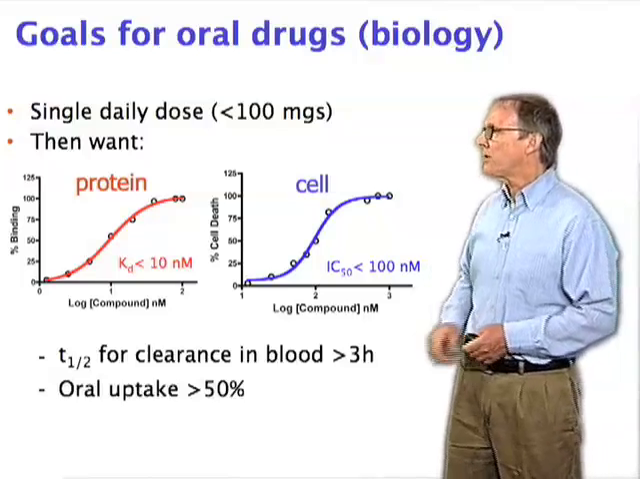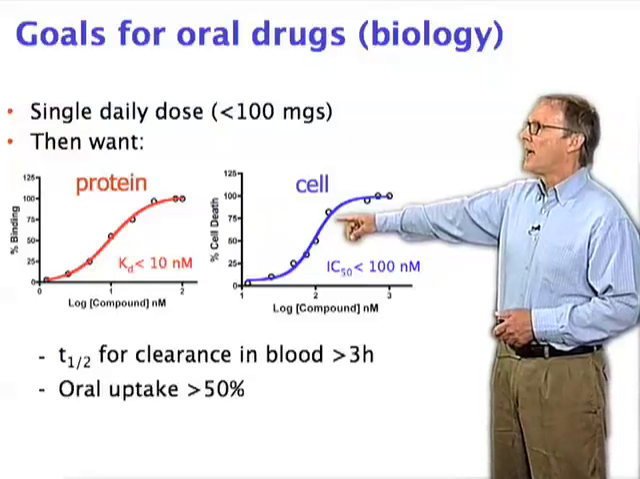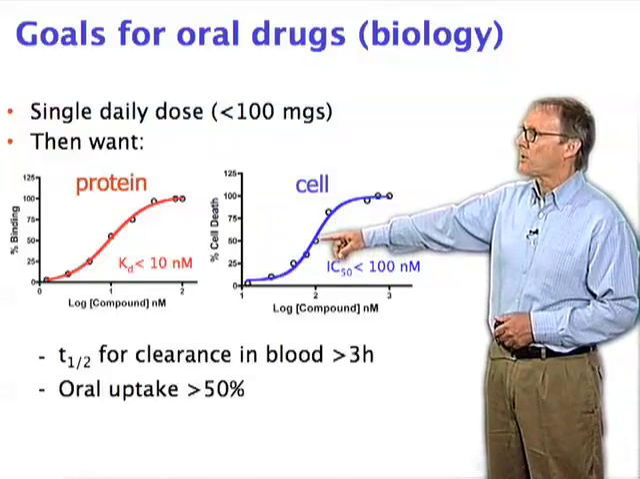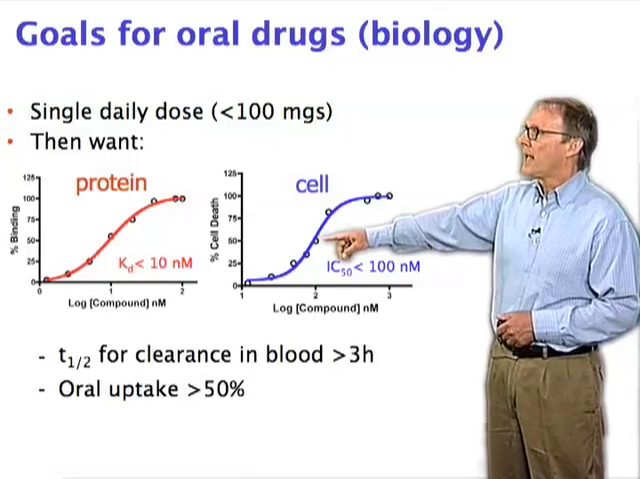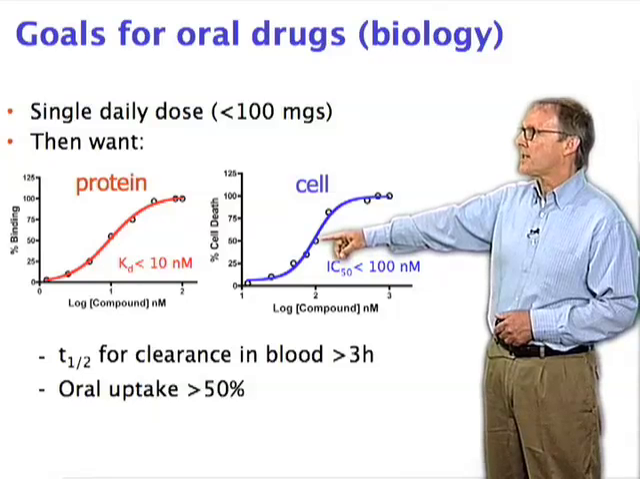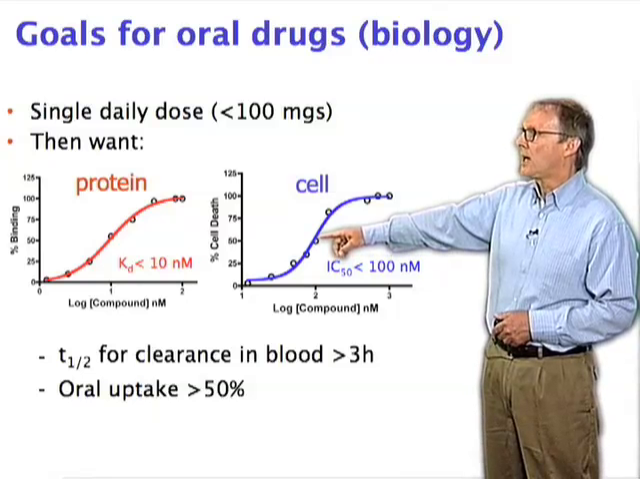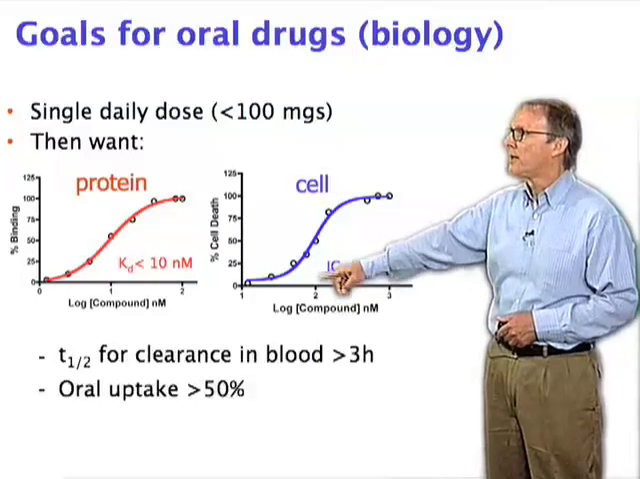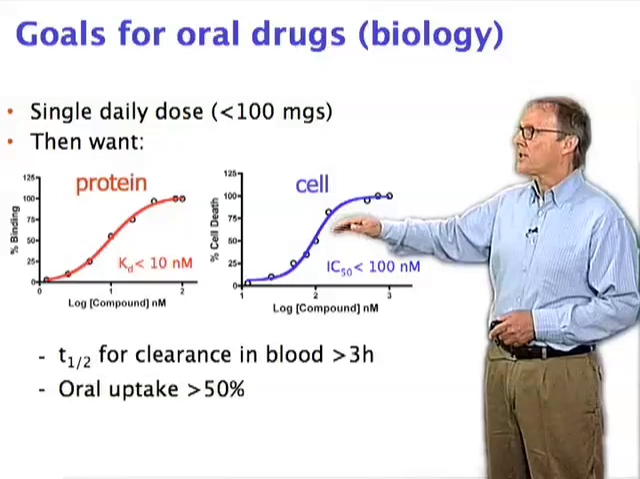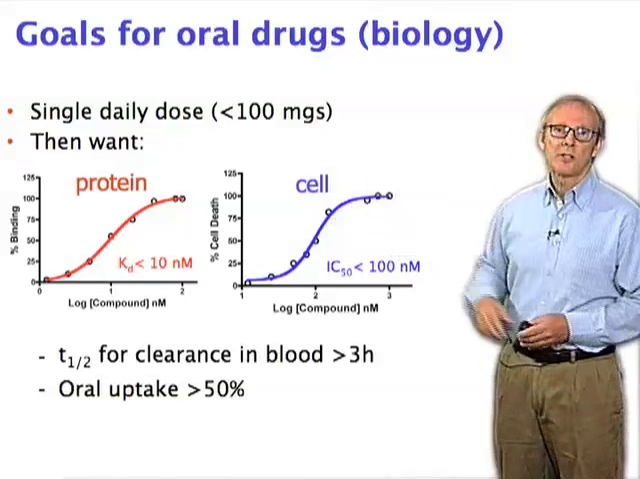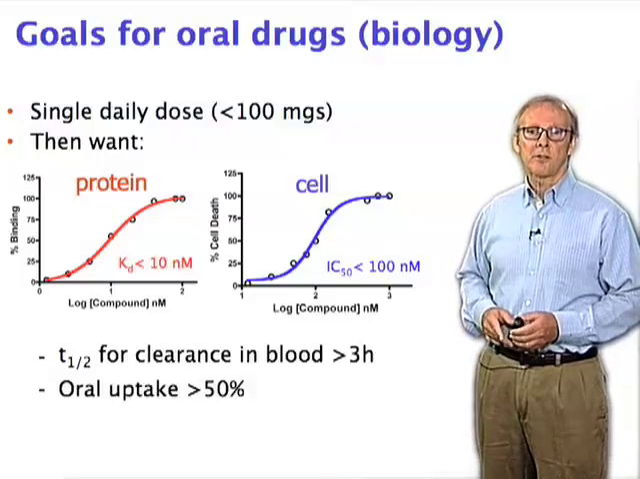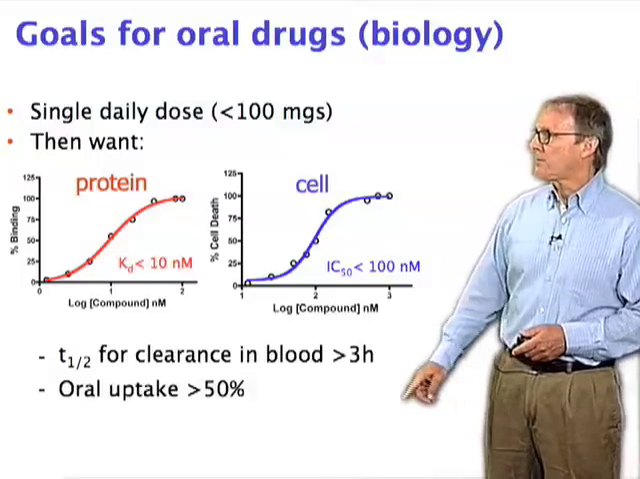In addition, we can measure the potency of the compound in the cell, because obviously it's going to have to bind to the protein in the cell. We would like the potency in a cell-based assay to be at least 100 nanomolar for the midpoint of binding in the cell. If it meets those criteria, then it has the potency potential for a once daily dose of less than 100 milligrams.